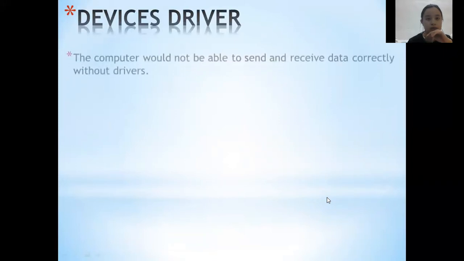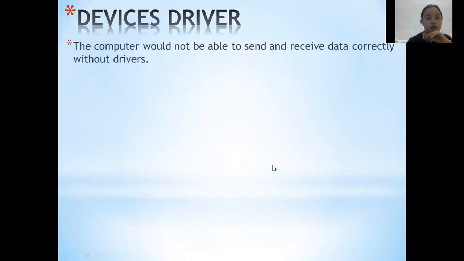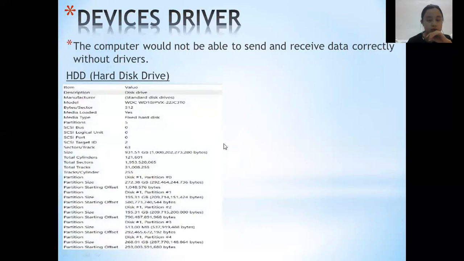Next is the device drivers. The device drivers mean that the computer would not be able to send and receive data correctly without drivers. For example, HDD, which is also a hard disk drive. In our computer, we got disk 1, which the description is disk drive, and the manufacturer is standard disk drives, and the model is WDC. And then the size is 931.51 GB.